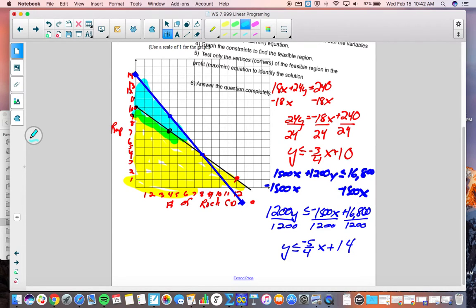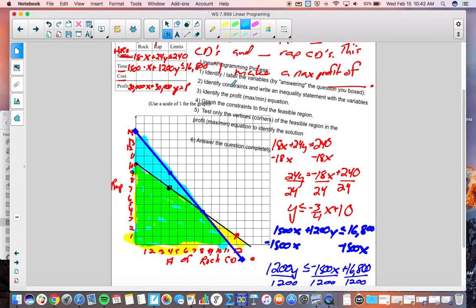Anything underneath the blue line is feasible for money, I believe. But we also gotta stay feasible with time as well. So the green region is the feasible region. That's what meets both constraints. And so it's the corners that we check. So to refresh ourselves on the process here, we graphed the constraints and now we identify the profits. The equation which we already did right there. We graph the constraints and we test only the vertices of the corners.